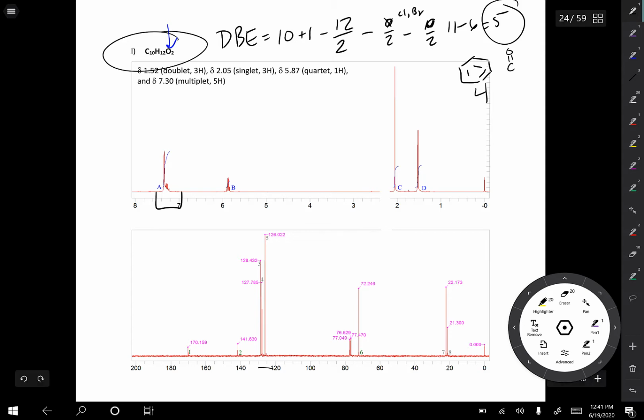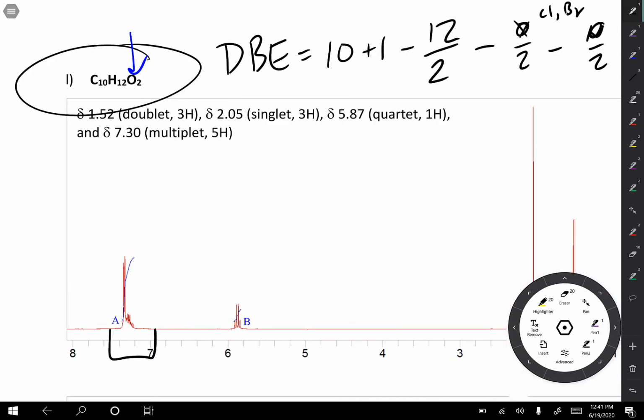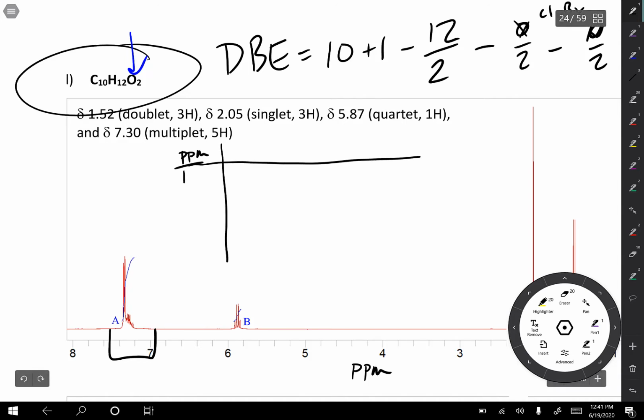What I would do with this, I'm going to zoom into this Proton NMR. What I like to do is make a little table. This is kind of a fail-safe. It keeps me in check, okay? So the first part of the table, I'm going to have the parts per million. I'm going to list them. Eventually, you won't have to make a table, but this is a really great way.